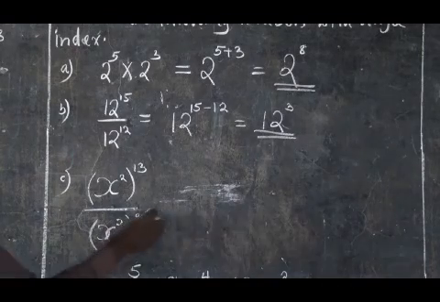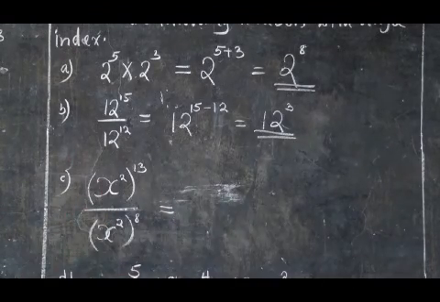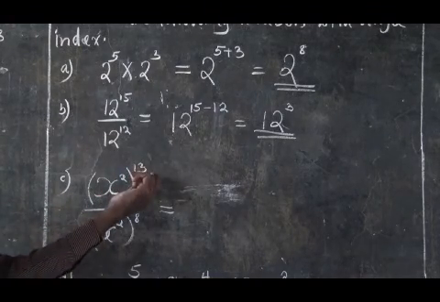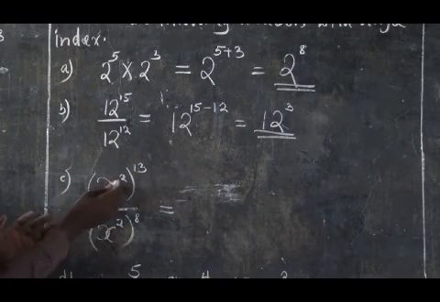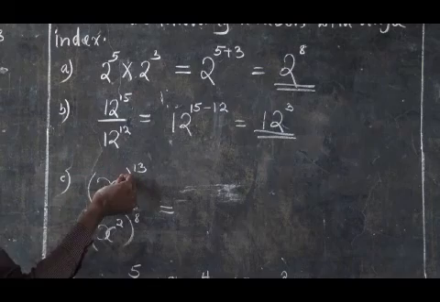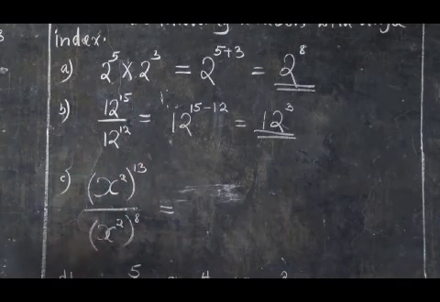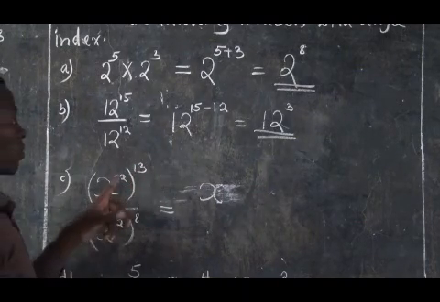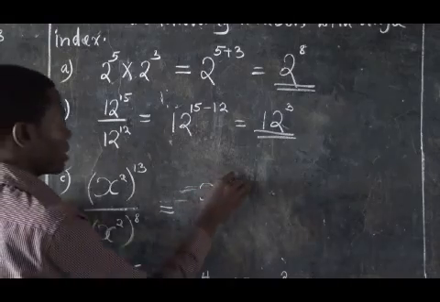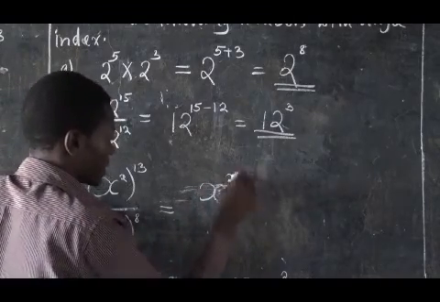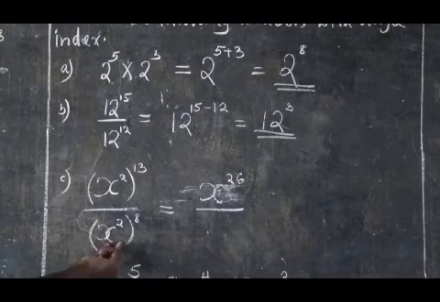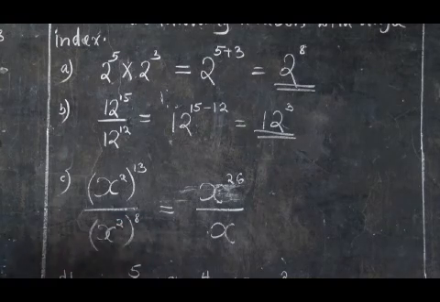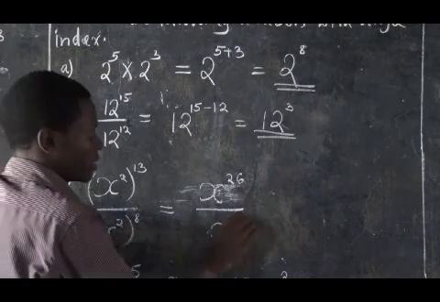They told us they want a number with a single power or single index. Now here we have this powered by 2, again powered by another 3. But if we have a number powered by an index and again another index, we maintain that base and multiply the powers. So this is going to be 2 times 13, which is 26. Divided by, here we do the same: x, maintain our base, then multiply these powers, which is 2 times 8, which is 16.